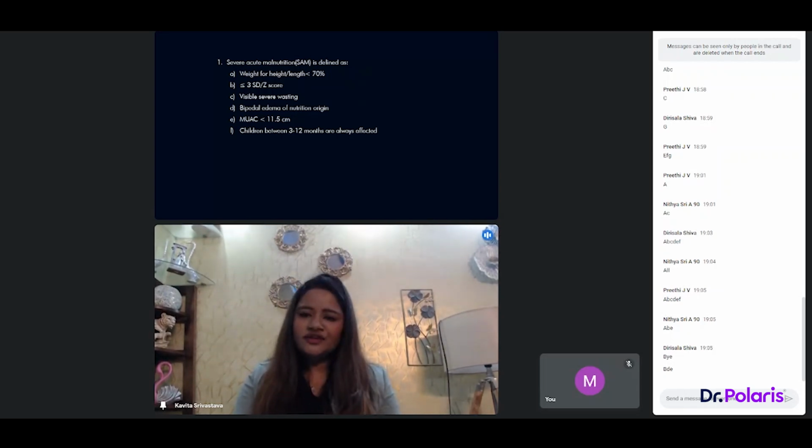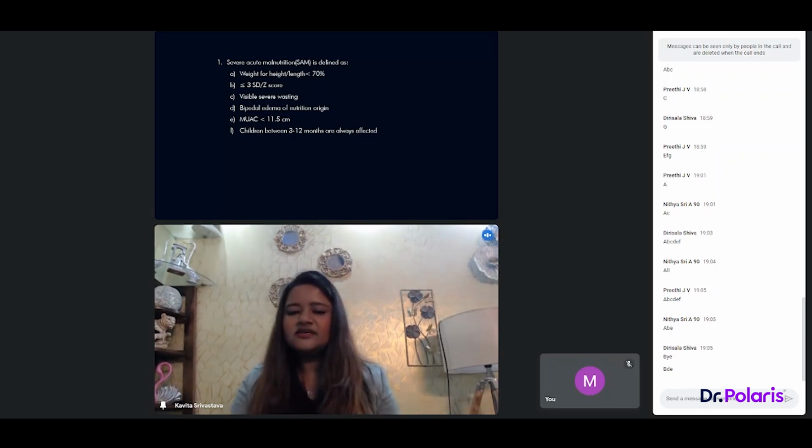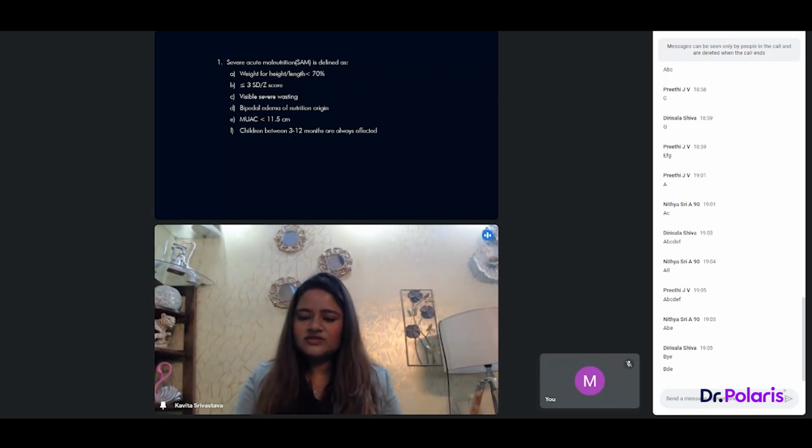Again, age-free criteria, mid-upper arm circumference. So if you measure the mid-upper arm circumference of the baby, if it is less than 11.5 centimeter, then it is a criteria for severe acute malnutrition. So that is very, very important to know the exact cutoff for severe acute malnutrition in our country.